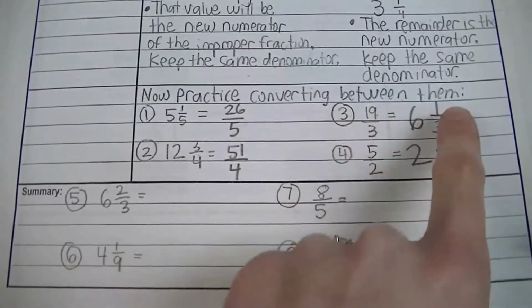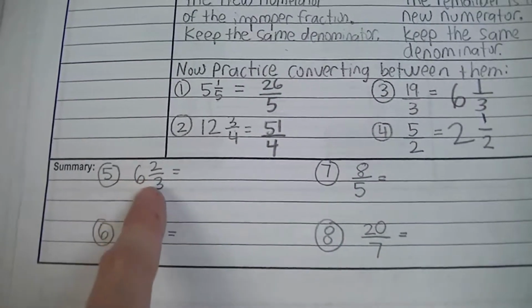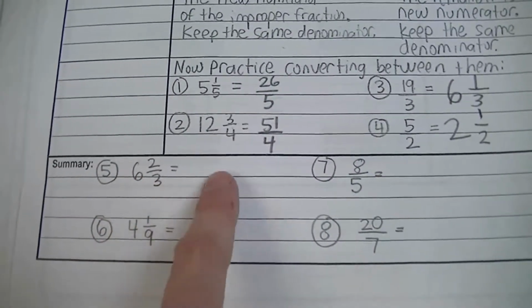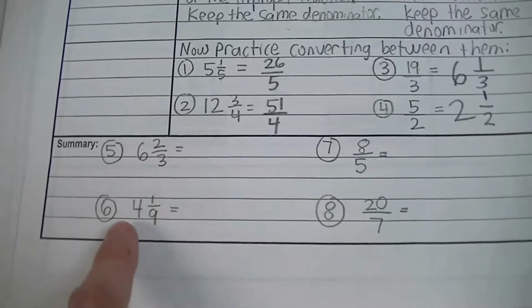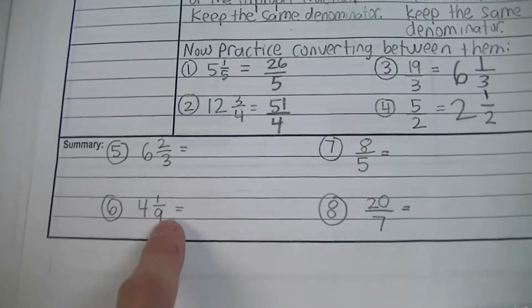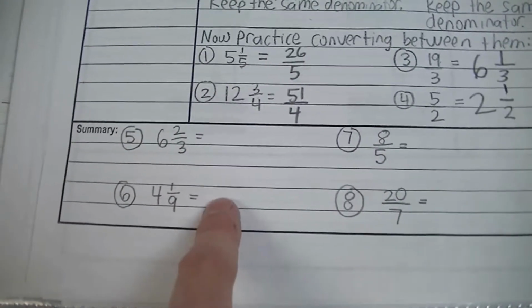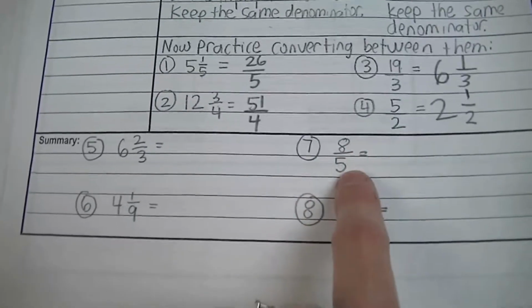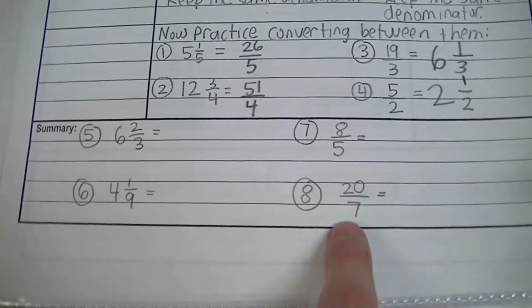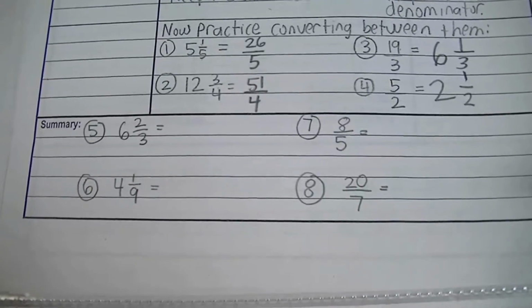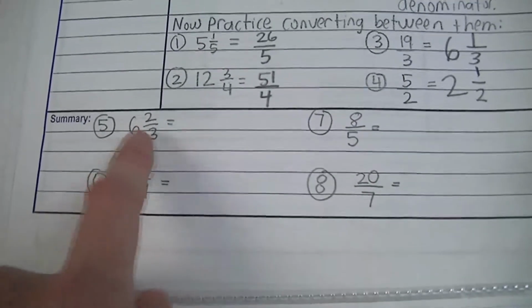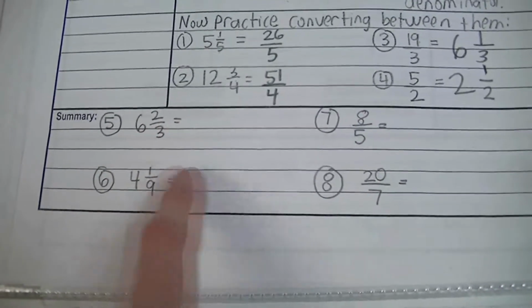Now practice converting between them. So I want to know what 6 2/3 is as an improper fraction. I want to know what 4 1/9 is as an improper fraction. I want to know what 8/5 is as a mixed number, and I want to know what 27ths is as a mixed number. Rewrite those and then your answer, okay? Rewrite each one and your answer.